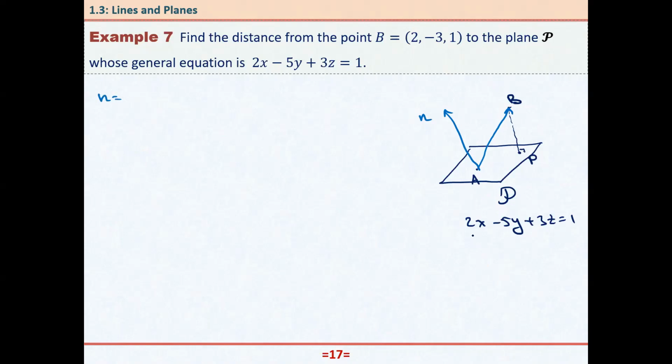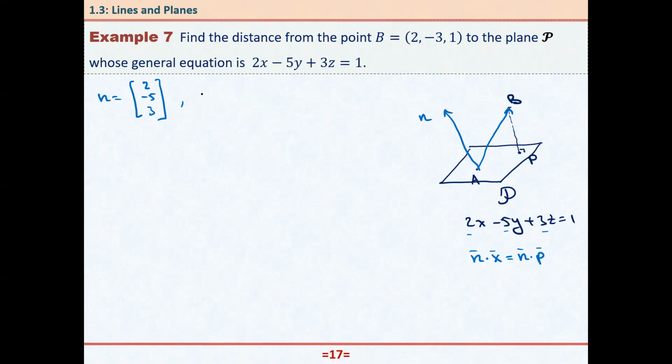It is just these numbers, right? 2, -5, 3. Because how do we determine the plane? It is n dot x is equal to n dot p. These are vectors, right? So from here, the components of n are 2, -5, and 3. So what will be the projection of AB onto n?